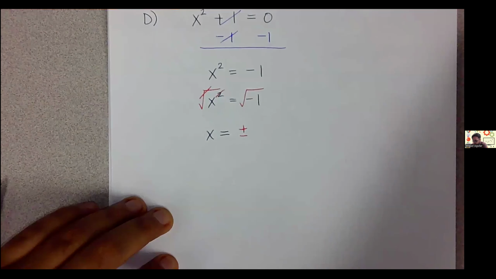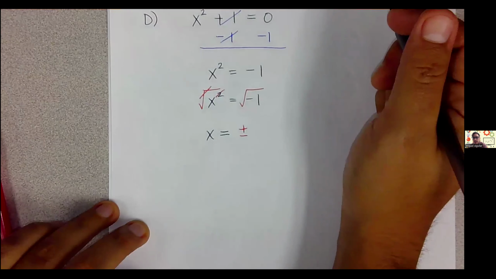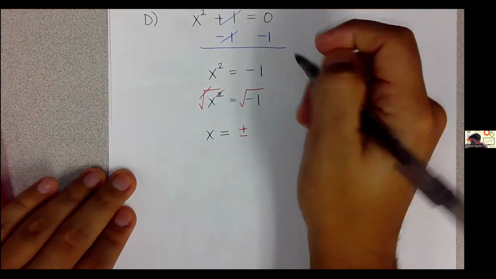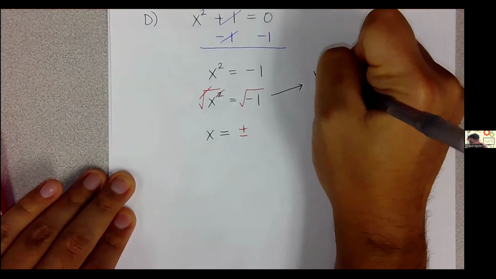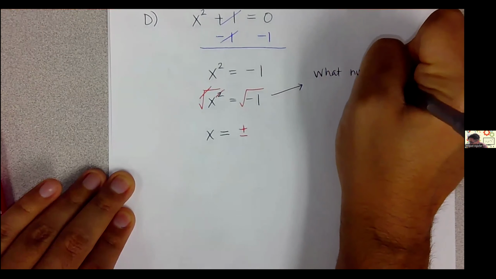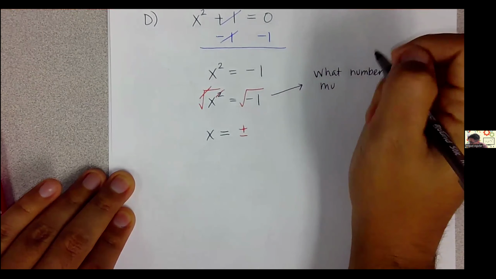Well, if you remember our video on simplifying radicals and our discussion of what a square root means, remember that the square root of negative 1 is asking us what number, when multiplied by itself, gives you negative 1.